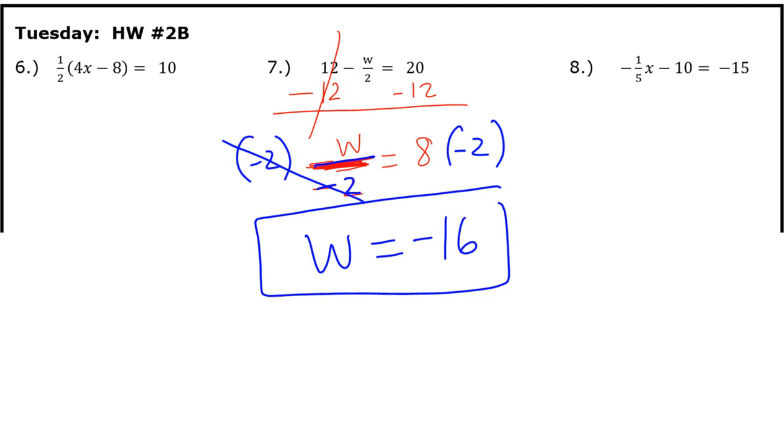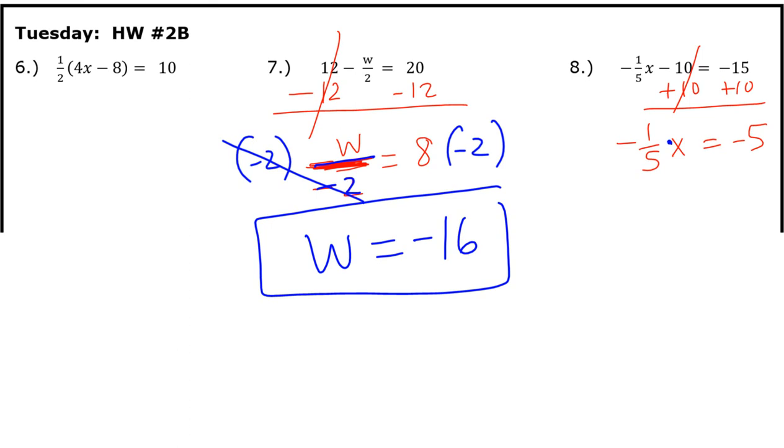All right, question number 8. I have a variable term and a constant term. So I'm going to add 10 because that's the inverse. I'm going to rewrite my left side. And now I'm going to look at this coefficient.